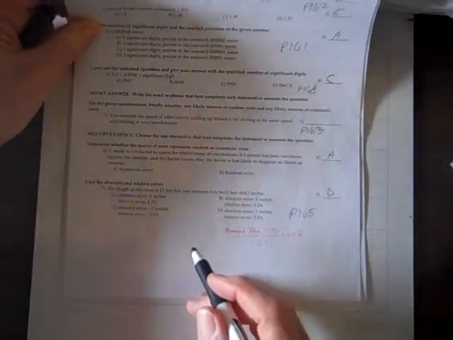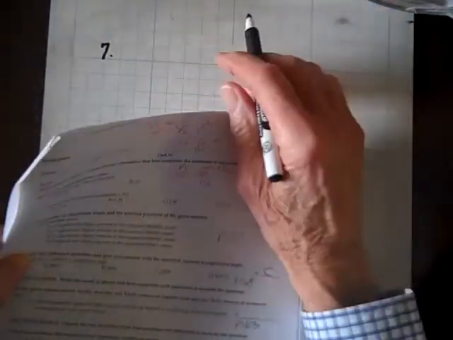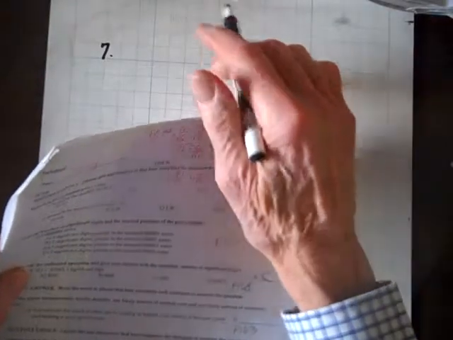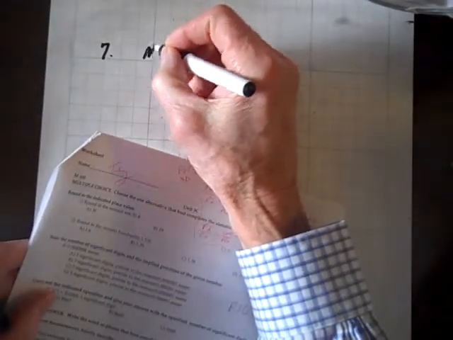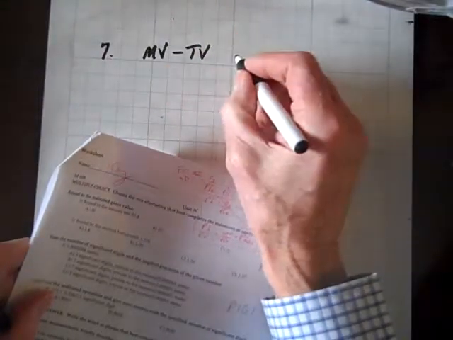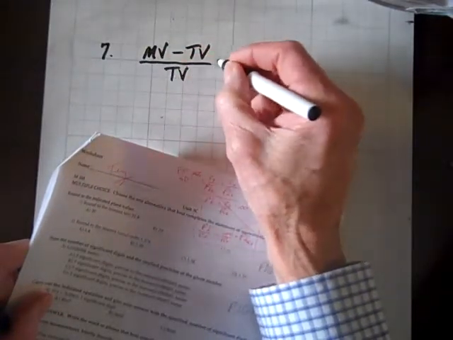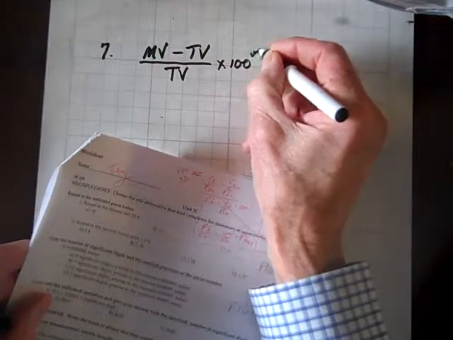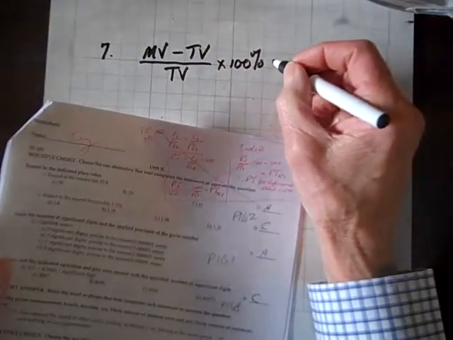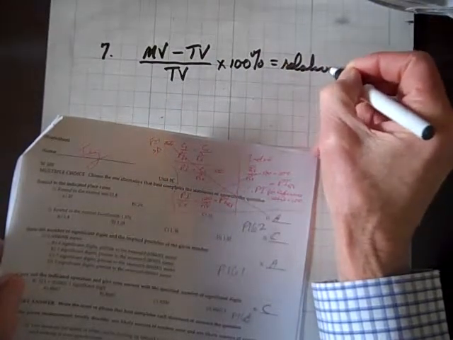Okay, this is part 2 of Unit 3C, and we're dealing with question 7, and that has to do with the absolute and relative errors. So to find that, you have the measured value minus the true value, and that gives you the absolute error, and if you divide that by the true value and times 100%, you get the relative error.